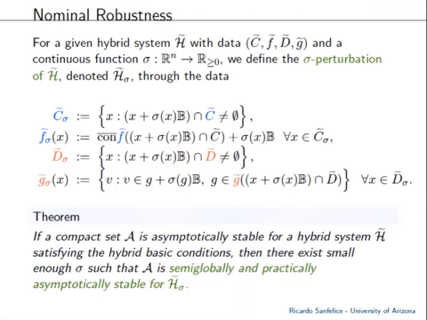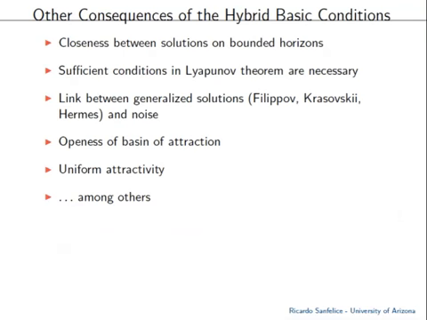It's good to know such a function exists, and it can be computed for certain systems, and we've done that, and it's very useful. There are other consequences of these hybrid basic conditions that I won't get to, but they are very useful. Closeness between solutions on bounded horizons holds under those conditions. Very important, the sufficient conditions in the Lyapunov theorem are actually necessary and sufficient conditions. There is a converse theorem for this. It implies that if you prove asymptotic stability of the set A by some method, then there exists a function that is strictly decreasing during flows and strictly decreasing during jumps, as long as you have the hybrid basic conditions.